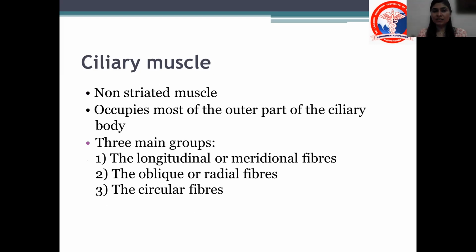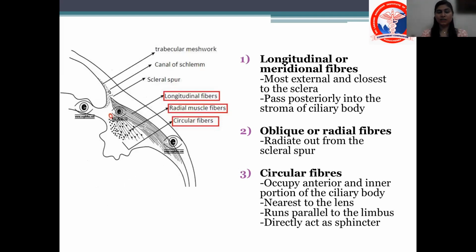Now the ciliary muscles are non-striated muscle which occupies most of the outer part of the ciliary body. There are 3 main groups: the longitudinal and meridional fibers, the oblique or radial fibers, and the circular fibers. These are the longitudinal or meridional fibers. They are the most external and closest to the sclera, and they pass posteriorly into the stroma of the ciliary body.